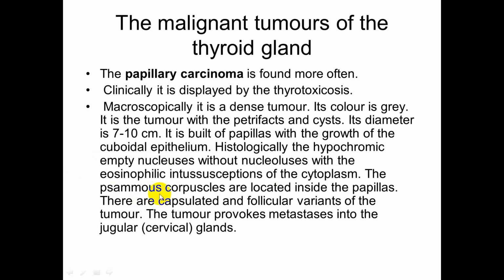The psammoma corpuscles are located inside the papillae. There are encapsulated and follicular variants of the tumor. The tumor provokes metastasis into the jugular or cervical glands.